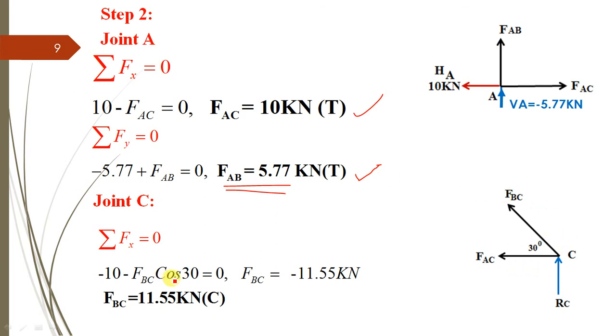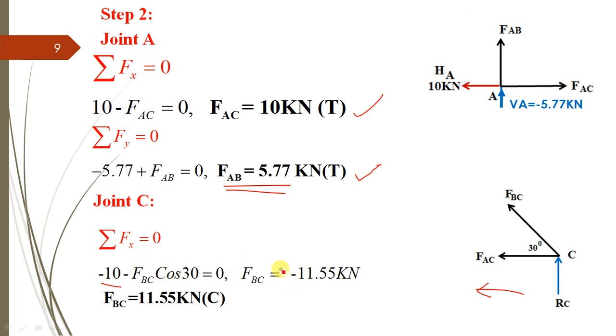So for joint C, apply the equilibrium condition, summation of Fx is equal to 0. Whatever the forces in x direction: F of AC is minus 10. Why is it minus? Because it is going in a negative direction. So minus 10 minus F of AC minus 10. Why minus? Because it is towards left. Now F of BC cos 30, minus, because it is in the second quadrant, is equal to 0.